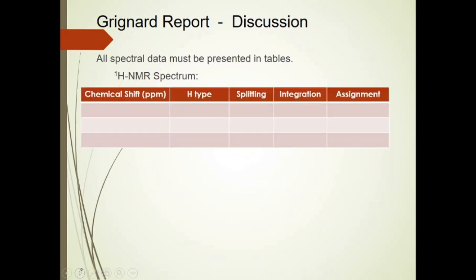For NMR, you will have 5 columns. Start with a chemical shift. Tell me what type of hydrogen that is associated with. Tell me what the splitting pattern is, the integration, and then make an assignment.